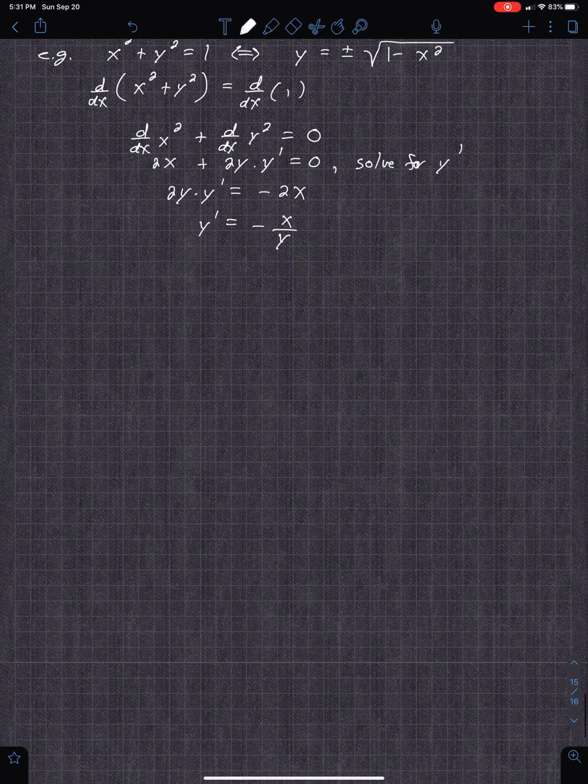Okay, so find dy/dx for y to the fourth plus 3y minus 4x cubed equal to 5x plus 1. So there's no chain rule needed or anything like that.